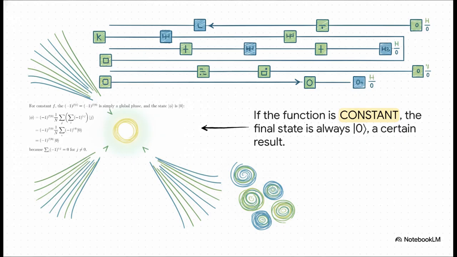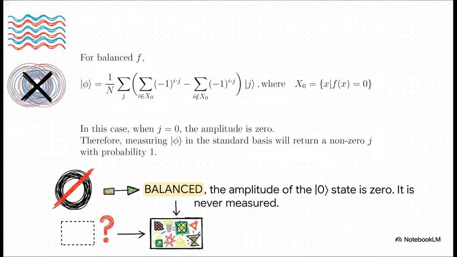It's a dead certainty. But, and this is so cool, if the function was balanced, the exact opposite happens. Half the phases were flipped, half weren't. They are perfectly out of sync. So when we run the transform again, they completely cancel each other out for that all-zero state. That's destructive interference. The probability of us measuring all zeros becomes exactly 0. It's impossible. So if we measure anything else, and we're guaranteed to, we know with 100% certainty the function had to be balanced. And that's it.